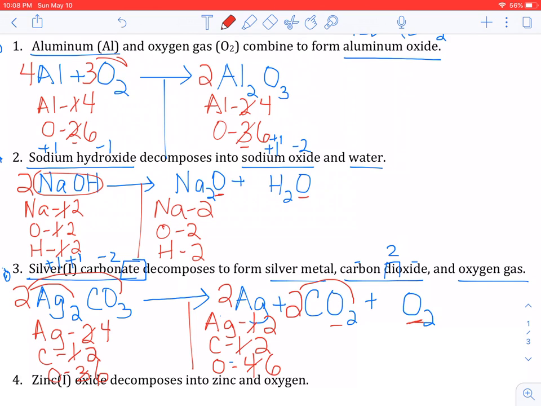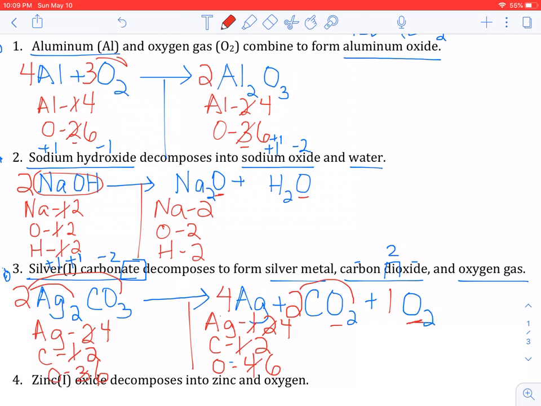Now I can go back to the Ag. I had gone to 4 Ags on the left, so now I really am going to need 4 Ags on the right. I'm going to go back and erase that 2 coefficient that I had to start with because I need 4 of them, not just 2. So if I have 4 Ags on the right, I have 4 Ags on the left, 2 times 2. My carbons match, my oxygens match. If you want to, you can add a 1 in front of the O2. You don't have to, you can just leave it blank, and if you leave it blank, then that signifies that there's 1 of them. So either way is fine. So now that one is balanced.